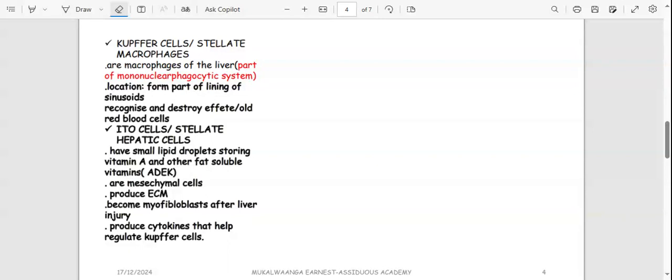Those monocytes that migrate to the liver from the blood vessels are what we now call the Kupffer cells, or if you like, the stellate macrophages. Location: these Kupffer cells in the liver are located in the wall of the sinusoids, so lining the sinusoids.